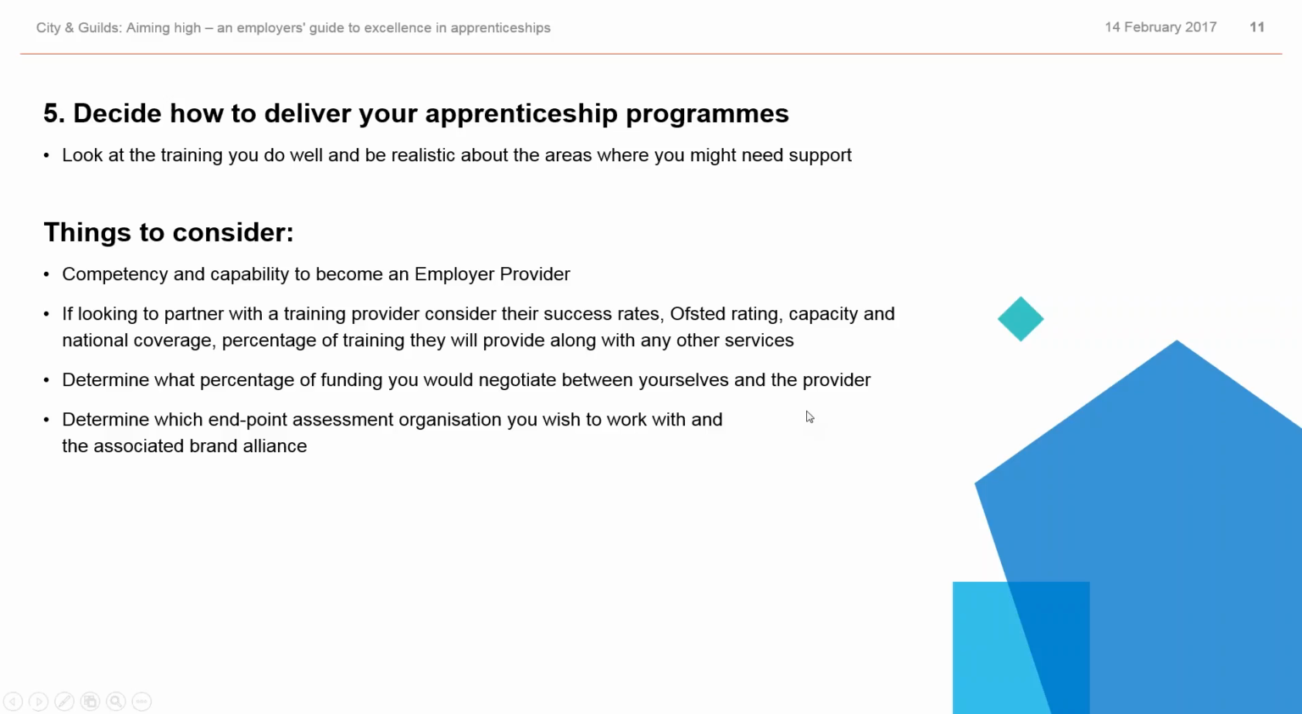So we have another question for you. That is, have you considered becoming an employer provider to deliver some or all of your apprenticeship for yourself?